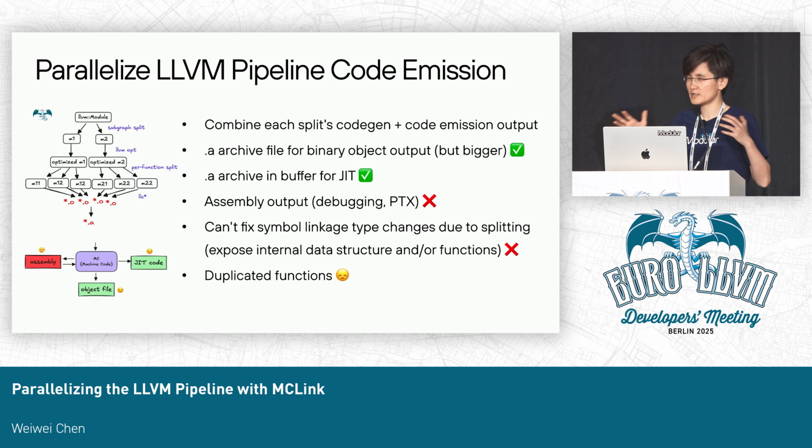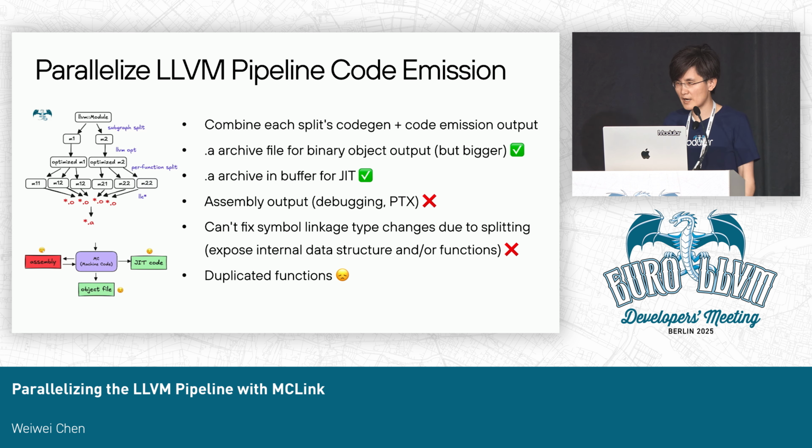Once we can do all the splitting, we can run the things in parallel, but eventually we need to put them together. How do we do that? The easiest way is to run the whole pipeline all the way to the end of code emission. We have object files, and then we put them all together into an archive file.